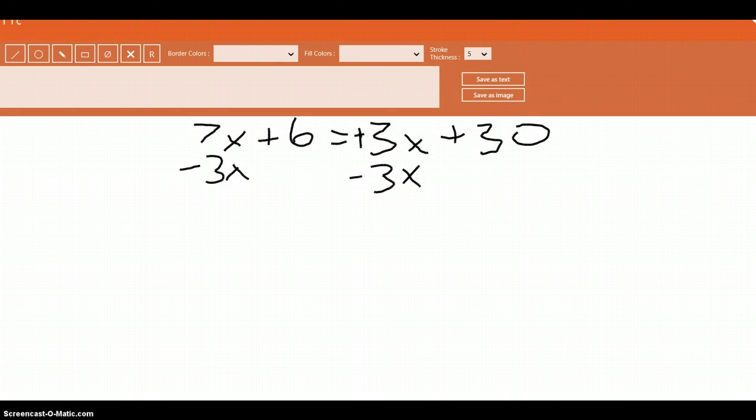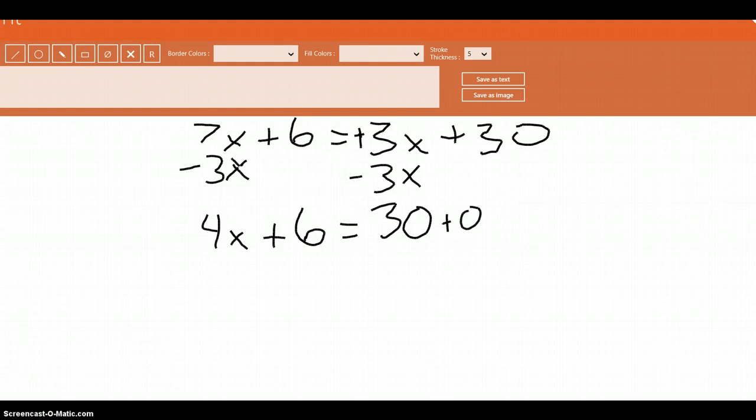I put it underneath the 7x because that's the term that's going to be taking up that 3x. Okay? So now 7x minus 3x is 4x, so we have 4x plus 6 equals 30. Because now we have 0 here, and we can write that 0 in if we want to, because 3x minus 3x is 0.